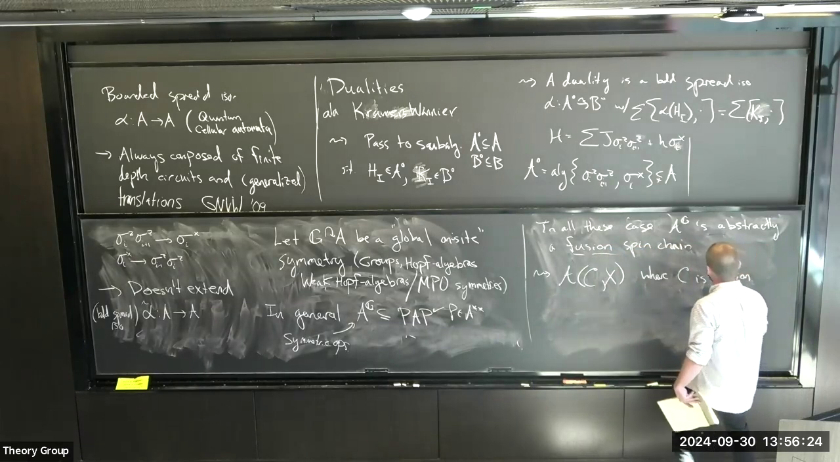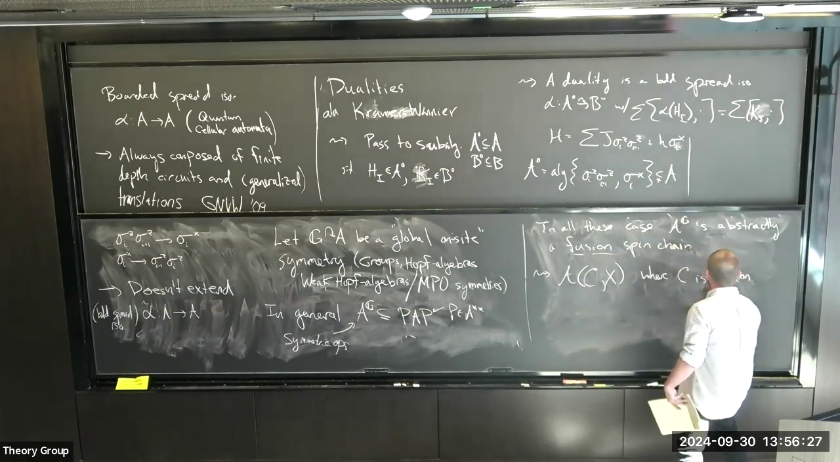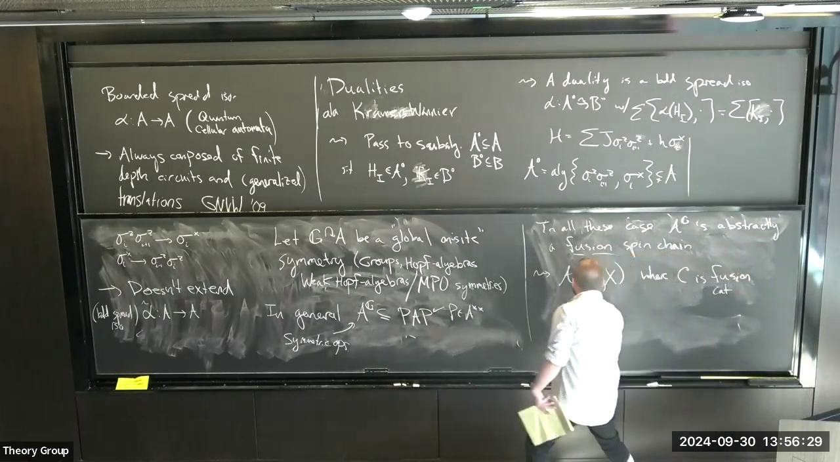So where C is a fusion category, and in fact, it can even be more general. It can be multi-fusion, but we'll stick to fusion category. And X is an object.